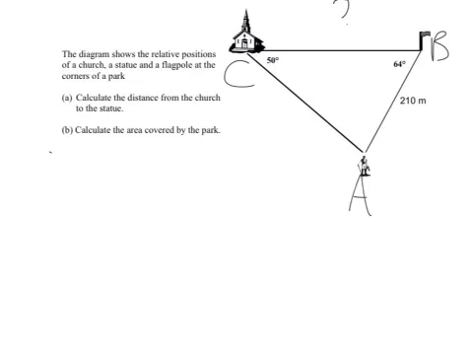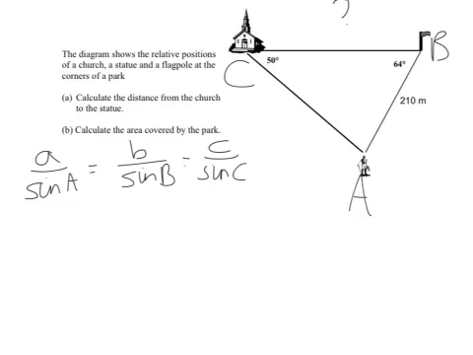Okay, so A over sine A equals B over sine B equals C over sine C. Okay, so now if we compare our information, we will see that we have angle B, angle C, and then we're missing side A. We don't have any information about side B, and we have side C. So C over sine C is our complete fraction. Because we're wanting side A, we need the angle A.